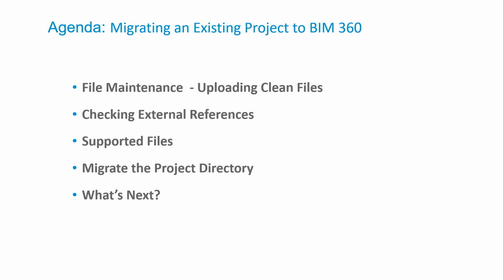So today we're going to be talking about migrating an existing project to BIM 360, and that involves a few steps. We can't just take a folder, drag and drop it, and call it good. We have to take a look at those projects one at a time and make sure they're ready to go. So first we'll take a look at file maintenance, DWG maintenance specifically. We want to make sure we're uploading files that don't have any bad elements in them. We don't want to upload corrupt files.